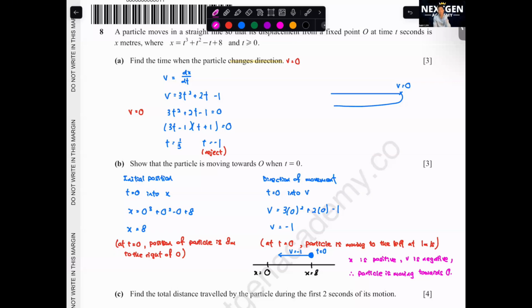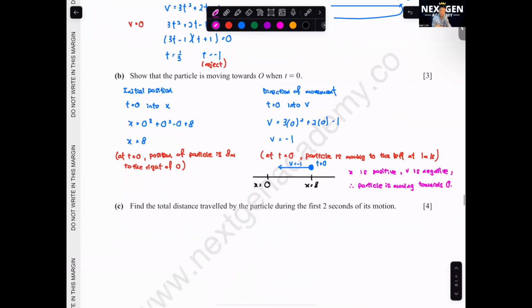That is why it is important for you to understand those 9 boxes. Displacement is about the position. Velocity is about the movement. Acceleration is about the change in the velocity, or the change of speed. Can?